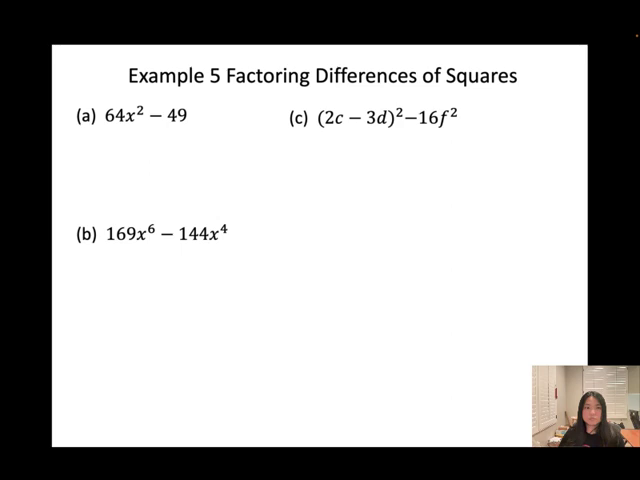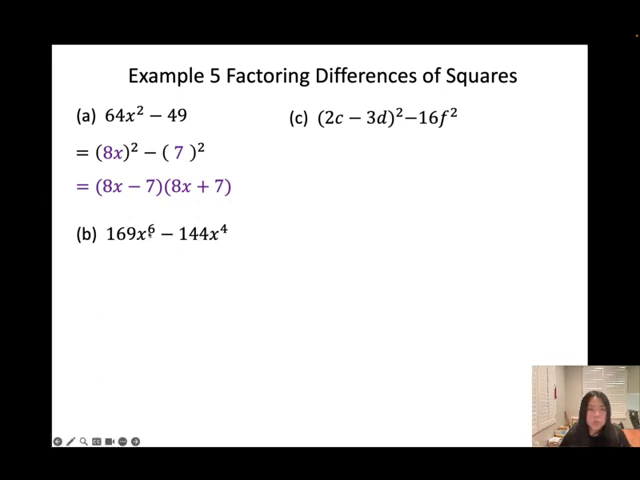Okay, try. Plug it in. y squared equal to 64x squared. y squared equal to 49. You should get 8x and 7, right? So by the formula it will be 8x minus 7, 8x plus 7.